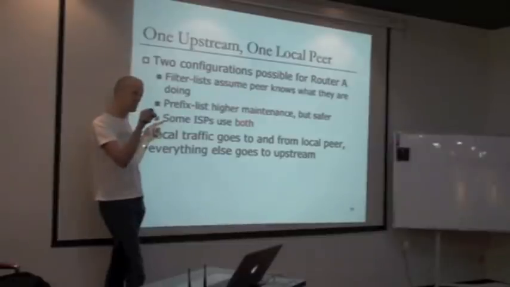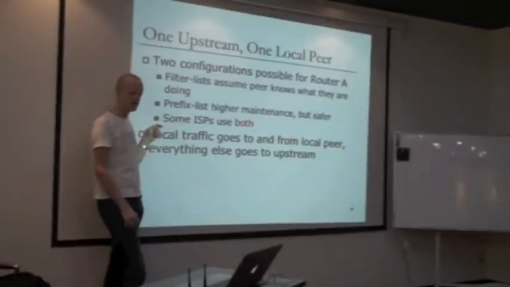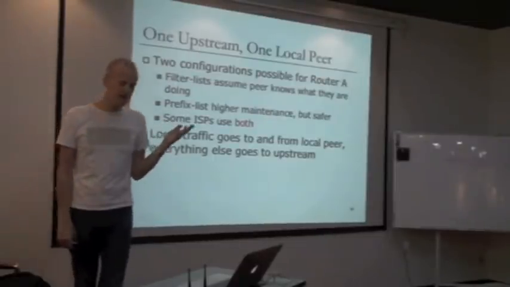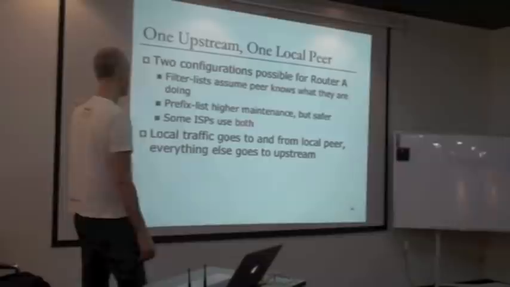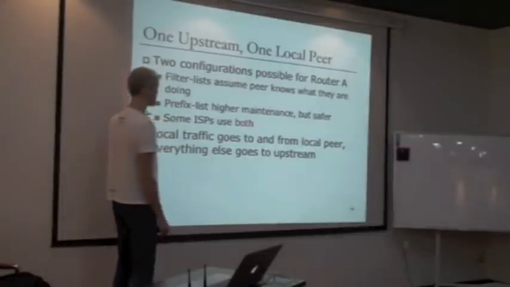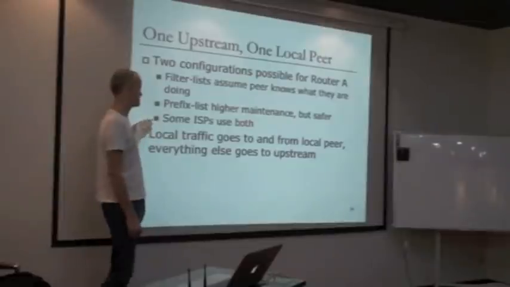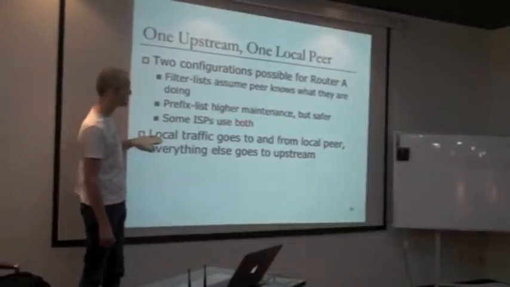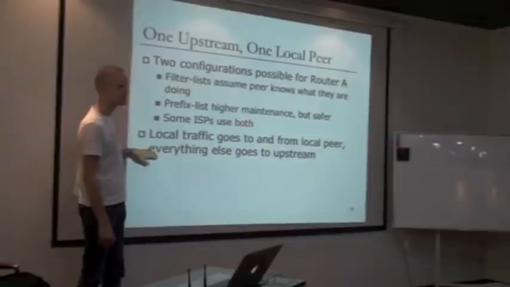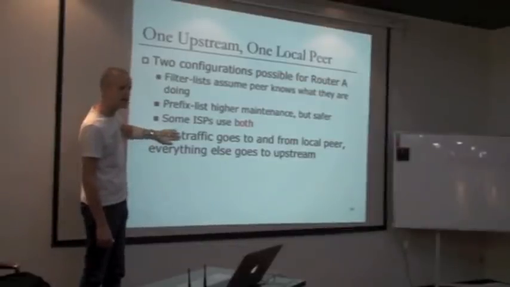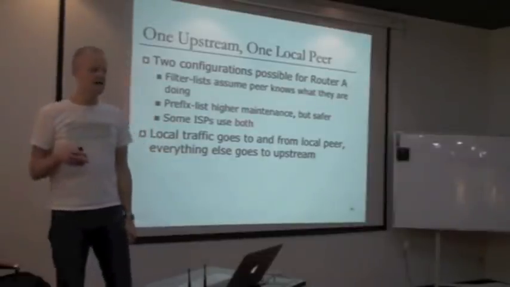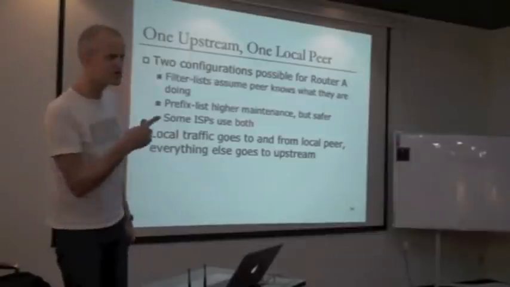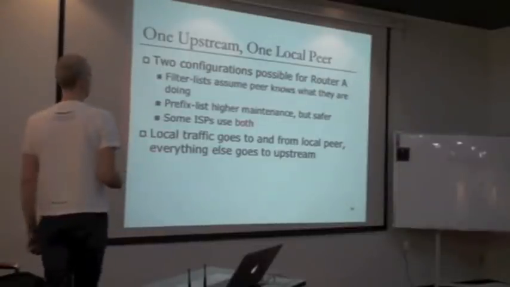We had a prefix filter, and then we had a backup with an AS path filter, just in case something went wrong. Sometimes a prefix could be originated by another AS, and our filters would catch a mistake like that. So local traffic goes to and from the local peer, everything else goes to the upstream. If the local peering link breaks, then traffic for the local peer will just go via the upstream. If the link to the upstream breaks, you can still talk to the local peer just fine.